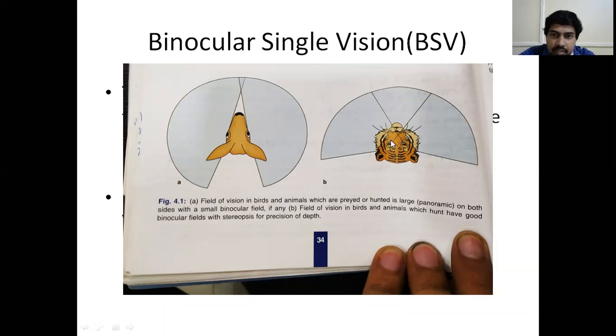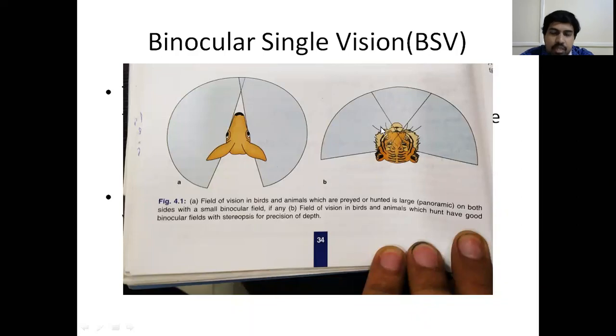Imagine this eye is looking straight and this eye has a squint and has deviated to this side, towards the right or the left. Then this eye will be seeing only this part, and this eye will be seeing this part. Then the brain will get confused. It will see two different images.